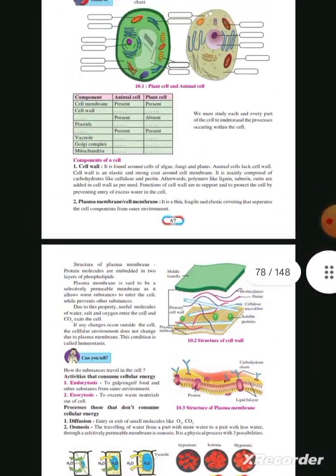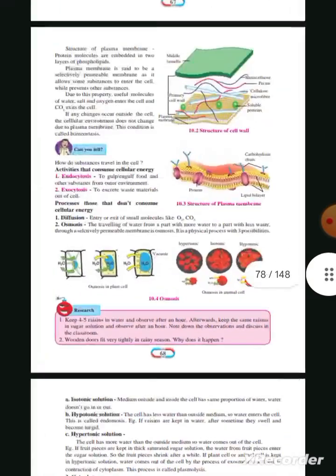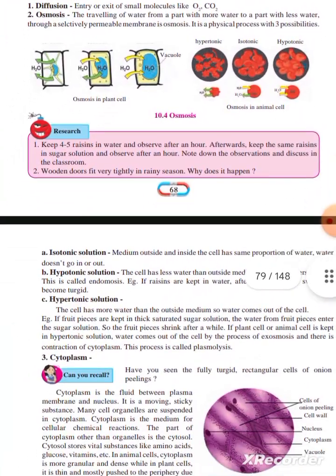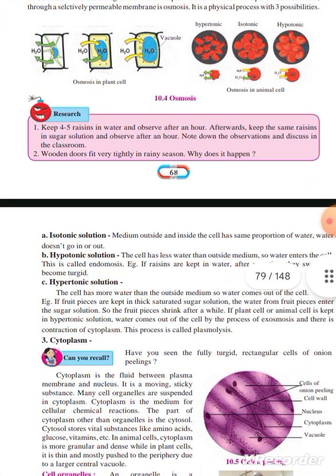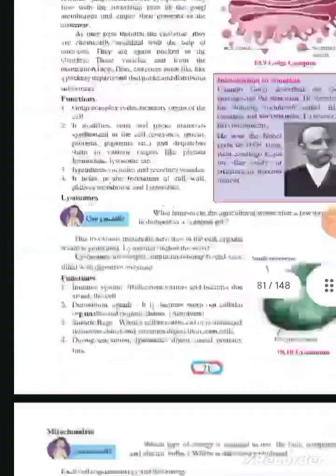So for today's lecture this will be enough, I think, and in the next lecture I will explain activities, the cell consuming energy, cytoplasm, and the remaining part.